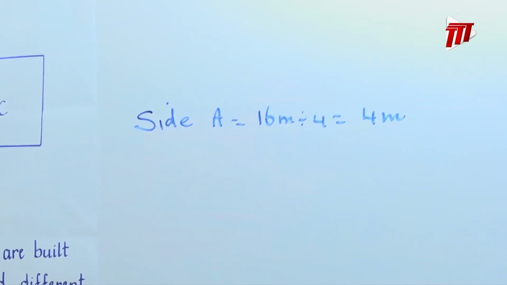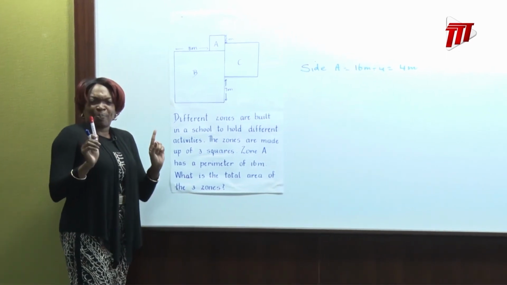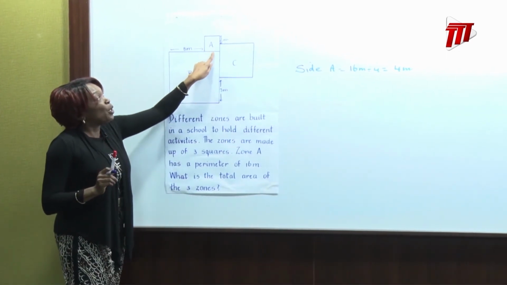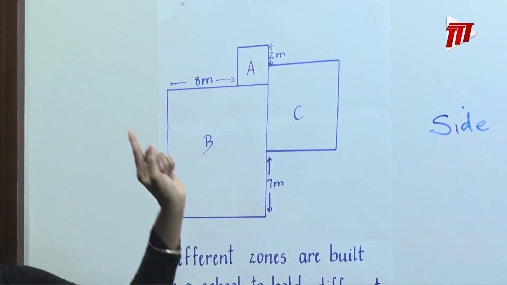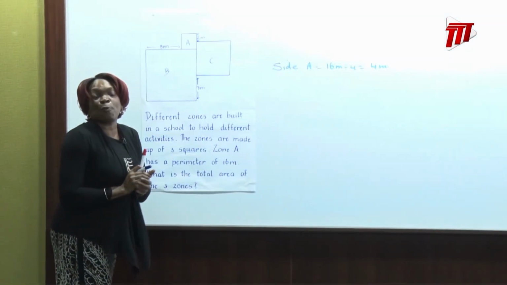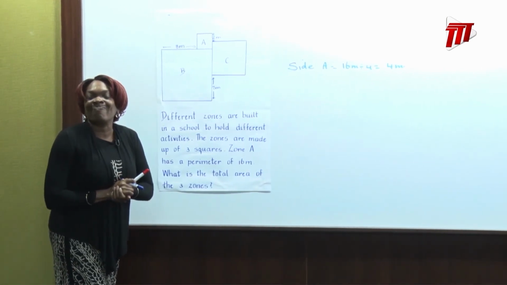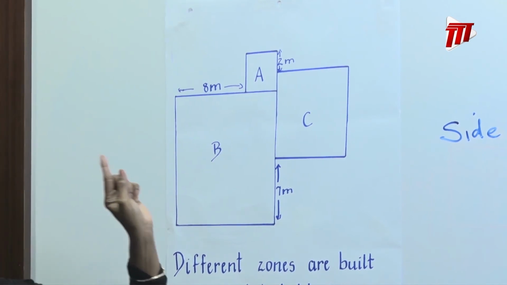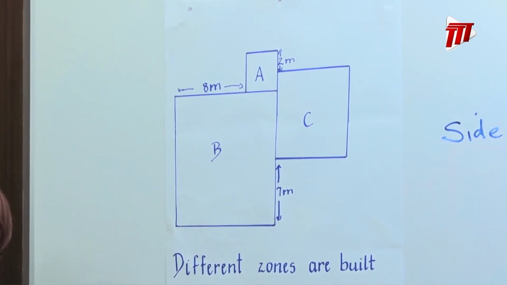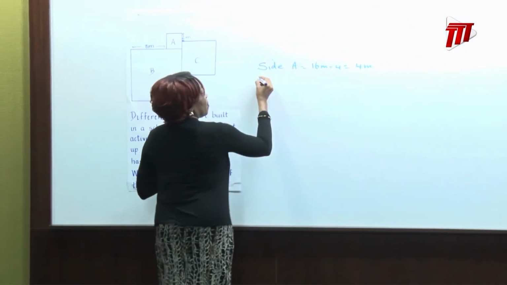Boys and girls, are you seeing that? Now, if you look very carefully, watch. If you look very carefully, can we now find the area of A? If the side is 4 meters, what will be the area? What is the rule to find the area of a square? Side multiplied by side. Let's do it one time. So the area of A would be 4 meters multiplied by 4 meters.